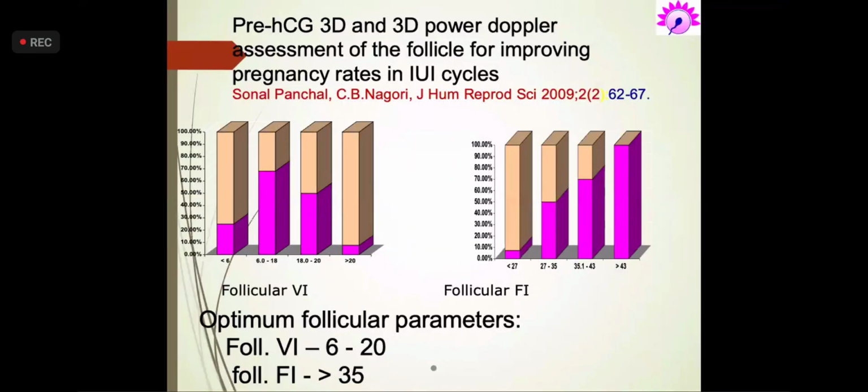In a study of about 1,000 patients done long back, published in 2009, we found that in spite of the follicle being at least about 17 to 18 millimeters, the vascularity covering at least about 2/3, preferably 3/4 of the circumference, with RI of less than 0.5 and a PSV of more than 10, the pregnancy rates were better only when, before the trigger, we had follicular VI values between 6 and 20, and the FI values of more than 35 gave us very high pregnancy rates, as you can see here by the pink portions of those columns.